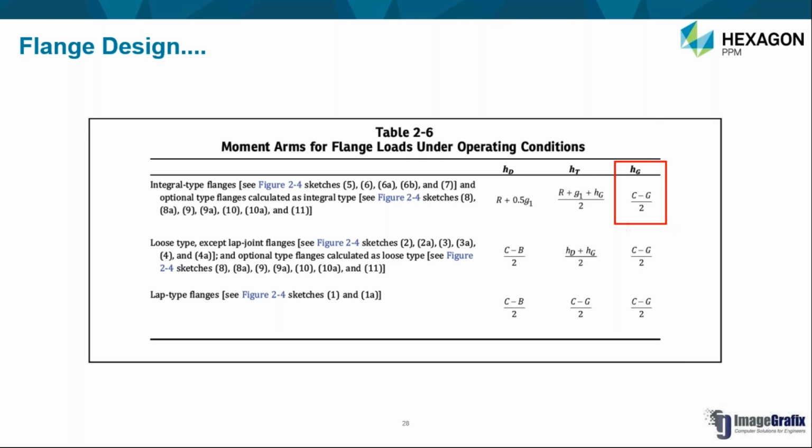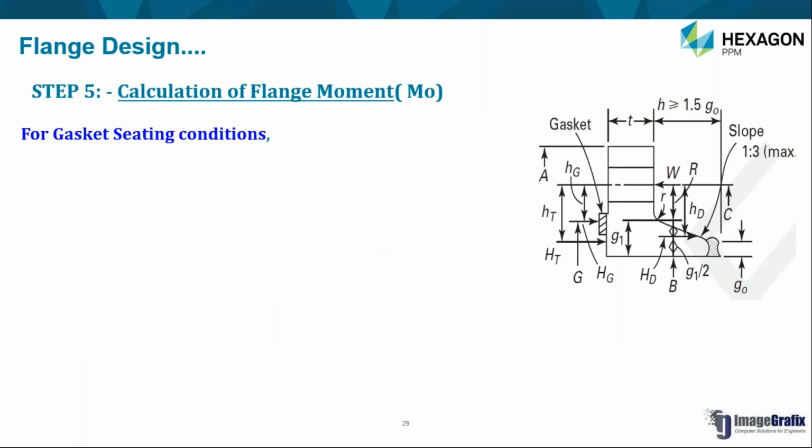Okay. So let's talk about the gasket seating condition. We have already calculated the bolt load W, which we have to multiply with the moment arm, which is the radial distance between the PCD and the gasket load reaction, which is nothing but (C minus G) by 2. So in this way, we have calculated the overall moment.